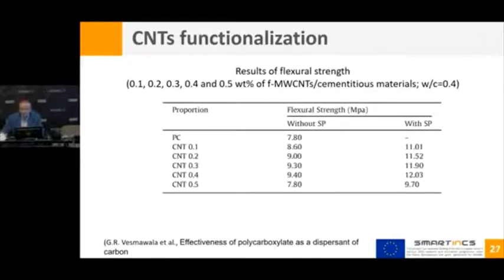And in this case also they compared the flexural strength, and again there was a significant improvement in the flexural strength if you use the superplasticizer or if you don't use it. But anyway, because of the functionalization, it was easier to disperse the carbon nanotubes into these systems.